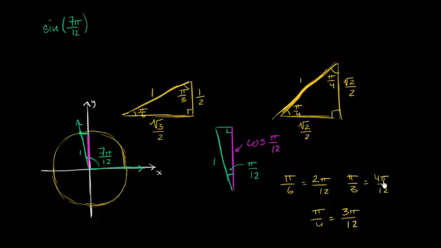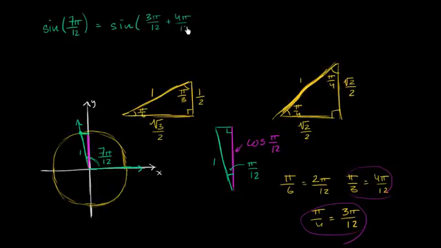So let's see, 2 plus 4 is not 7, 2 plus 3 is not 7, but 4 plus 3 is 7. So I could use this and this. 4 pi over 12 plus 3 pi over 12 is 7 pi over 12. So I could rewrite this as the same thing as sine of 3 pi over 12 plus 4 pi over 12, which of course is the same thing as sine of pi over 4 plus pi over 3.